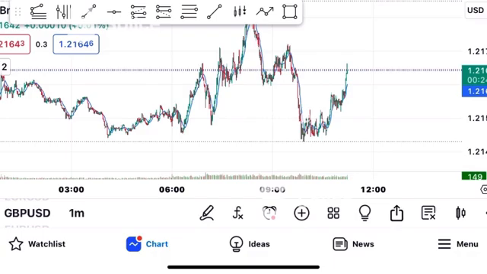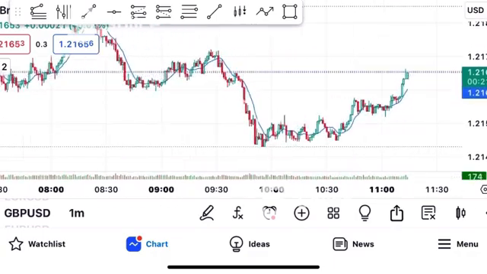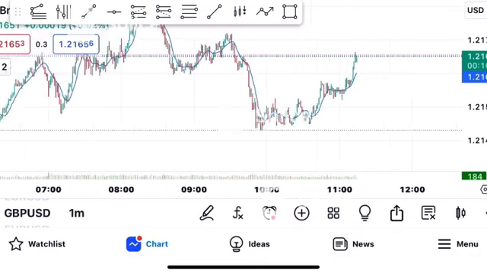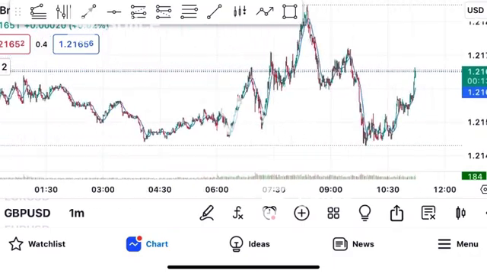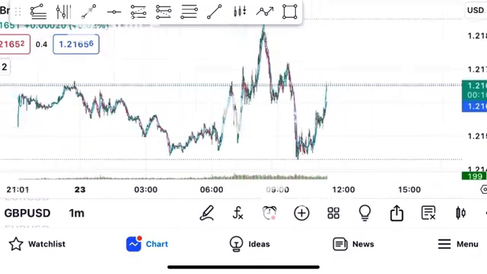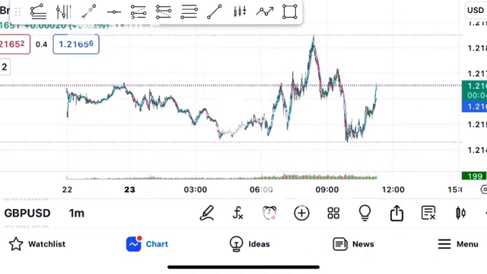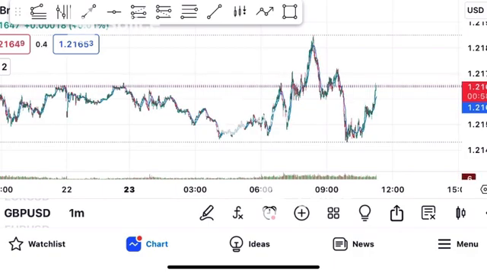So as you can see in the monthly chart, GBP USD has been trending upwards for some time now. The monthly chart has been bearish, but it seems like it wants to hit a resistance zone at the top. But this is what the monthly chart looks like.